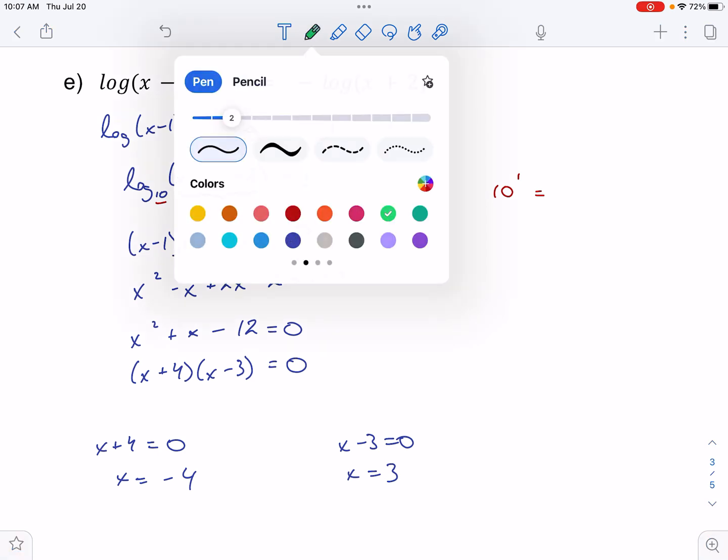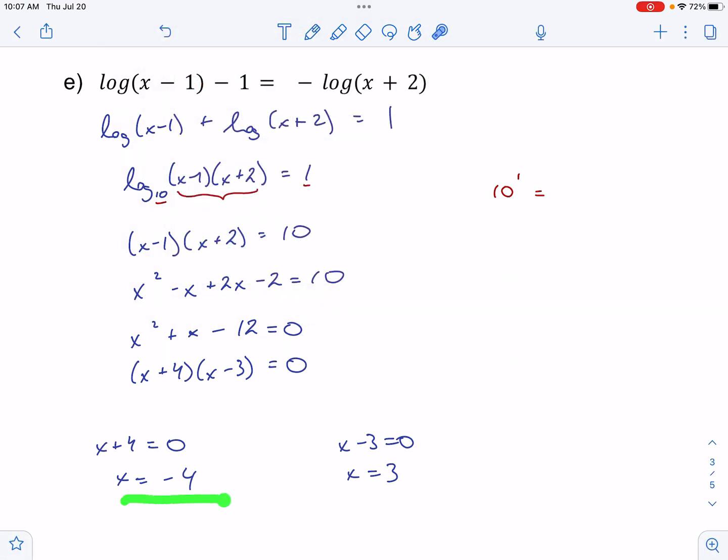Are either of these extraneous roots? We check negative 4 first. Negative 4, yep, that's extraneous because x minus 1 would still then be negative. So this is extraneous. What about positive 3? Positive 3 take away 1 will remain positive. Positive 3 plus 2 will also remain positive. So this one's good. X equal to 3 is your only solution.